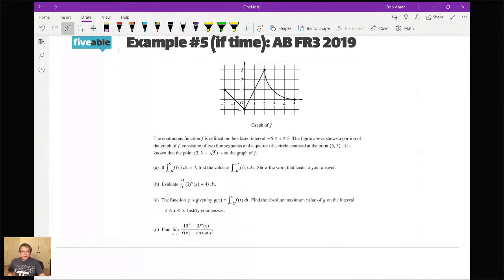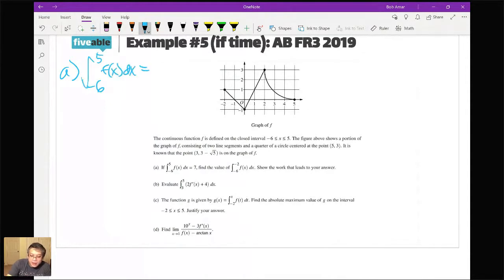is really part C. And so that there again is a place where you might be looking at the graph of a derivative hidden in plain sight. So we can do all parts of this. So let's do part A. The integral from -6 to 5 of f of x dx.